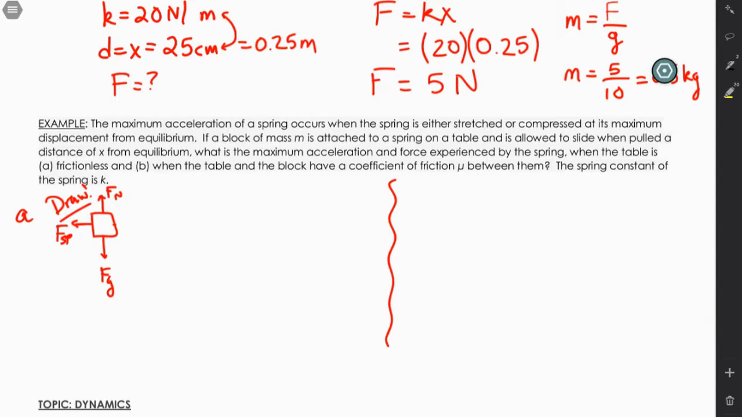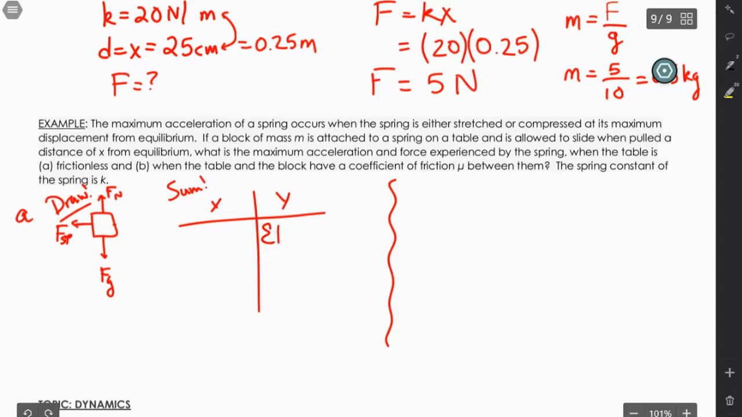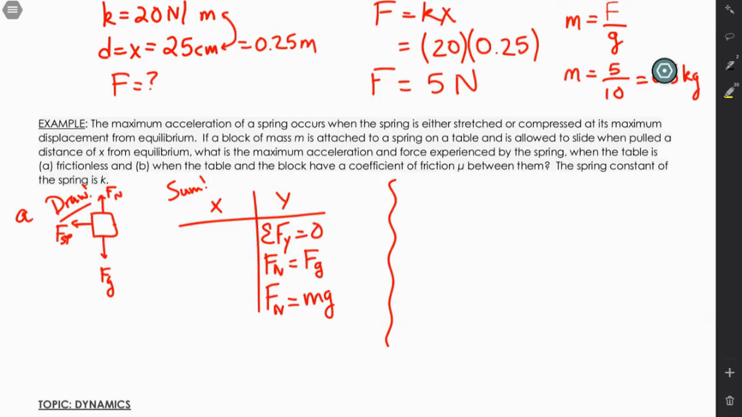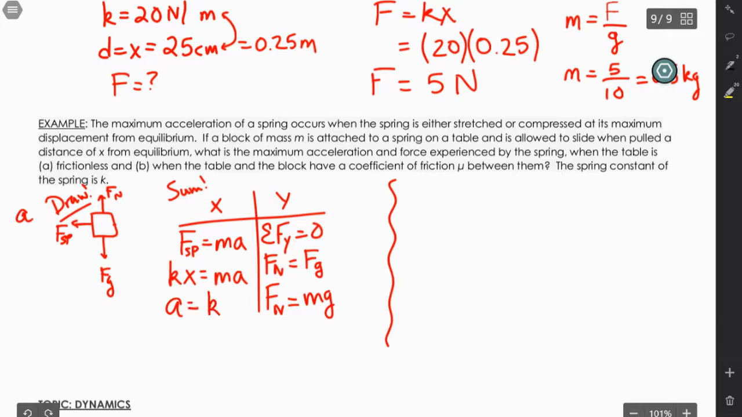And so we do our draw, we do our sum. X, Y. Again, the y direction for this scenario would be just practice. So Fn equals Fg, Fn equals mg. That's going to be more helpful in part B. The only force we have is F_sp equals ma, and so we would do kx equals ma. And so a would be kx over m. In fact, this would be negative. So there's the acceleration when we do not have friction: negative the spring force over the mass.